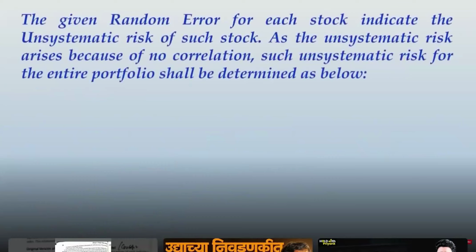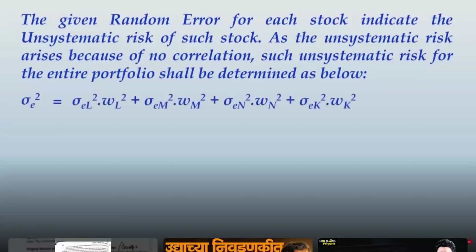अब ये बात आपने सीख रखी है, the given random error for each stock indicate the unsystematic risk of such stock. ये हमने already discuss किया है. As the unsystematic risk arises because of no correlation, ये भी हमने डिस्कस कर रखा है कि अनसिस्टमैटिक रिस्क मेनली अराइजेस बिकॉज ऑफ लैक ऑफ कोरिलेशन. सच अनसिस्टमैटिक रिस्क फॉर द एंटायर पोर्टफोलियो शैल बी डिटरमाइंड एज बिलो. सो अकॉर्डिंग टू विलियम शार्प, सिग्मा ई स्क्वायर ये टर्म बताता है the unsystematic risk part of the portfolio, which will be kind of weighted average of unsystematic risk of each stock.